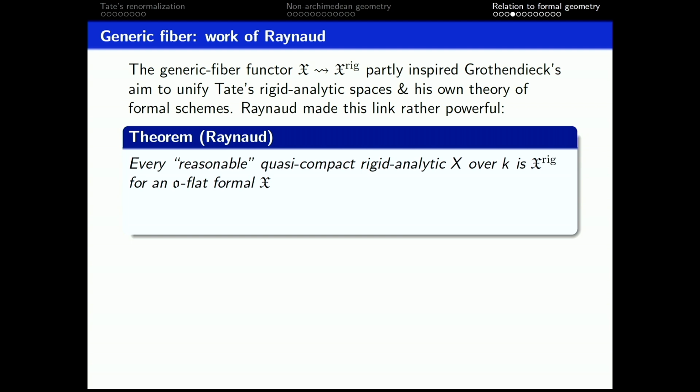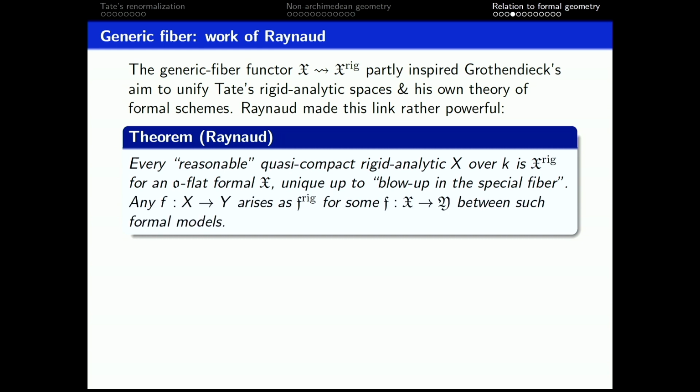And in fact, Raynaud made this link much deeper. He proved a fantastic result that every reasonable quasi-compact rigid analytic space really does have such an integral model. And in fact, he even gave a uniqueness result up to some mild adjustment that's of a type that one would have expected. Even better, every map between two such things actually arises from a map between appropriately chosen integral models. Moreover, if this map was flat, this formal model map can also be arranged to be flat.